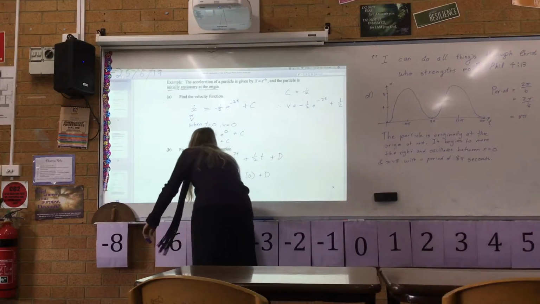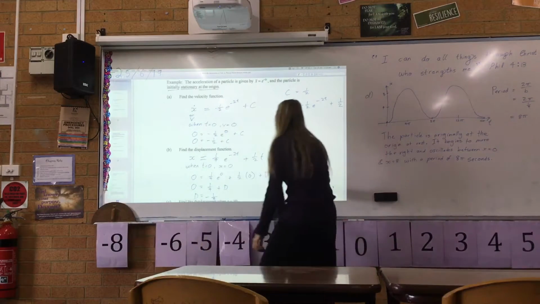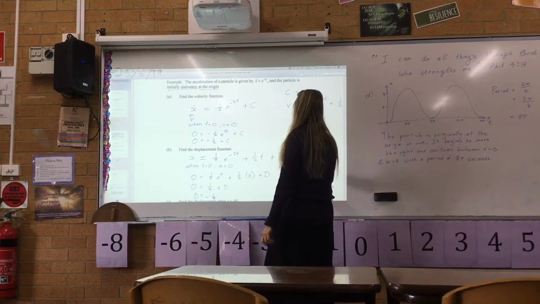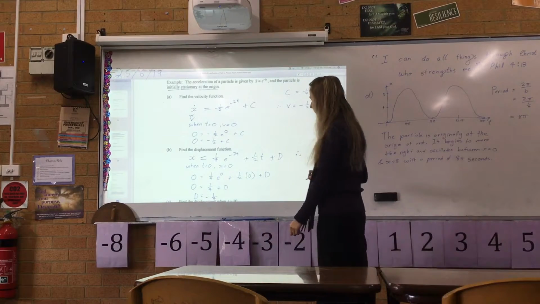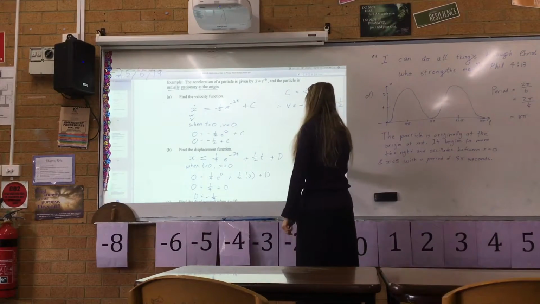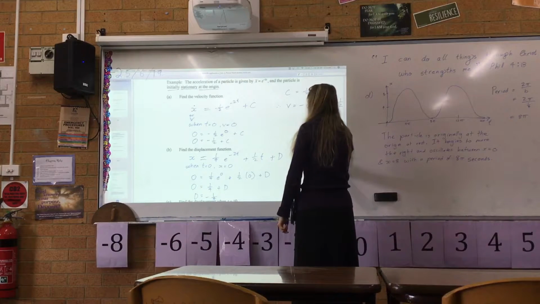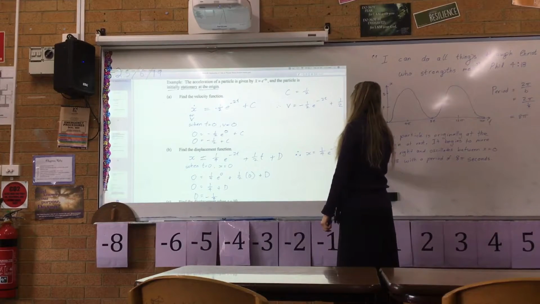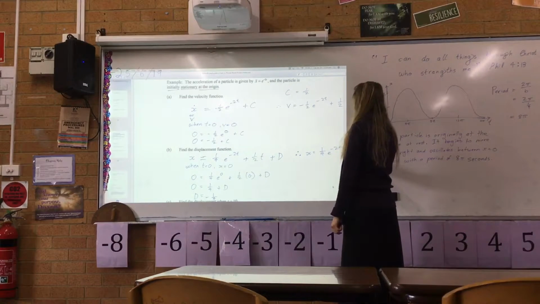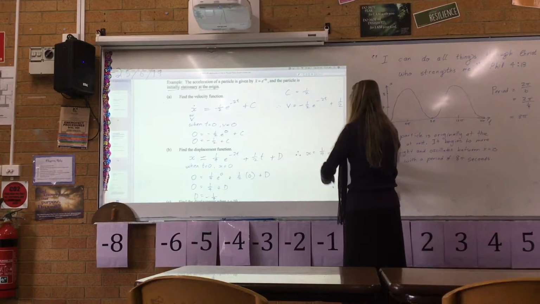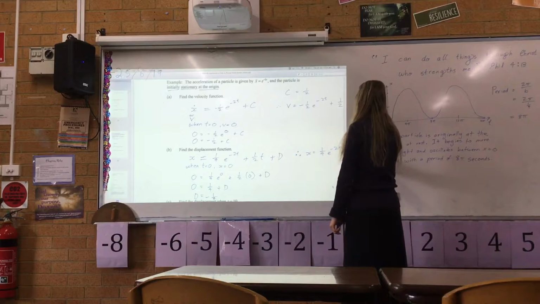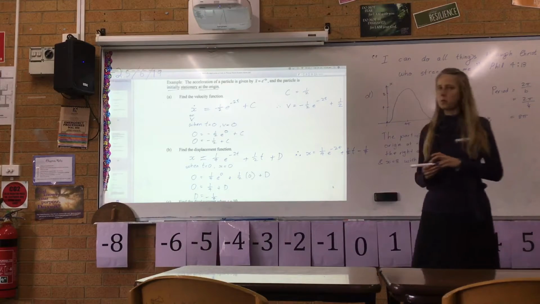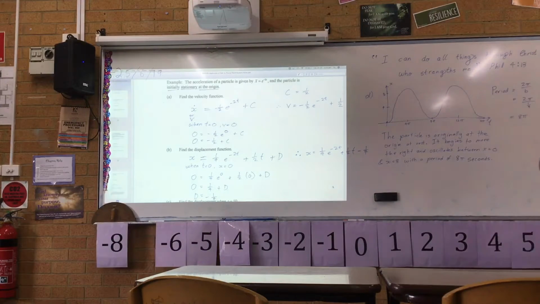Okay, negative a quarter. So now I can write over here my final displacement function is x equals a quarter e to the minus 2t plus half t. And I now know that my d is minus a quarter, so I'm taking a quarter off at the end. Any questions from that so far?